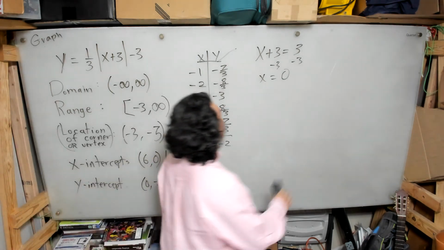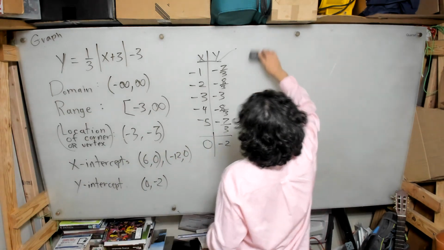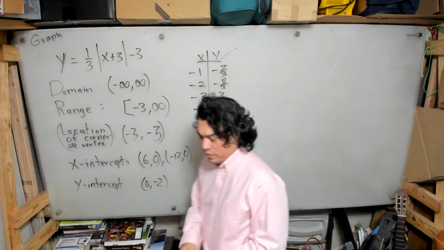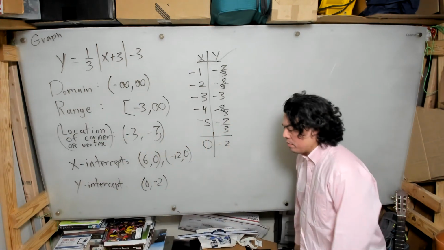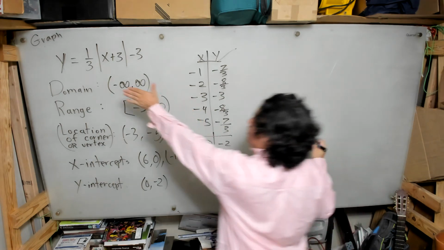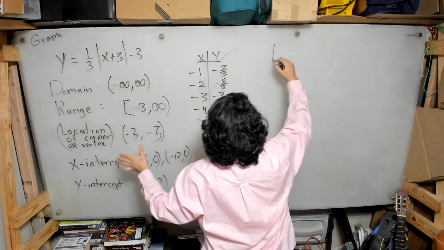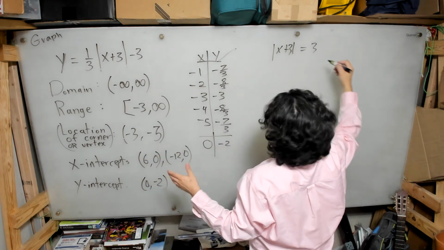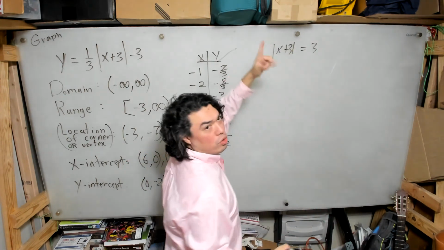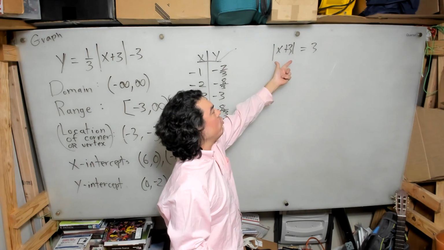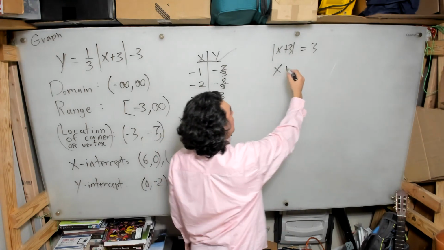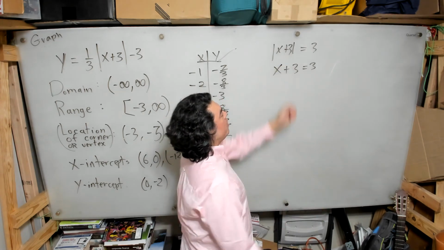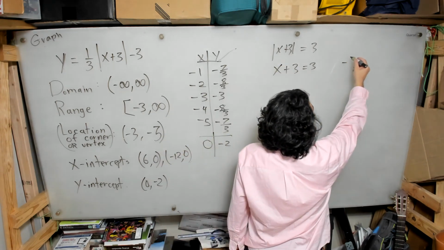In fact, let me do this a little bit more carefully, just so that you can see this more clearly and get a better idea. So what I could do is set the absolute value of x plus 3 equal to 3, as we just did. There's two possibilities. Either the inside is positive already, in which case it comes out as x plus 3 equals 3. Or the inside is negative, in which case, how do we pull it out? As the opposite.